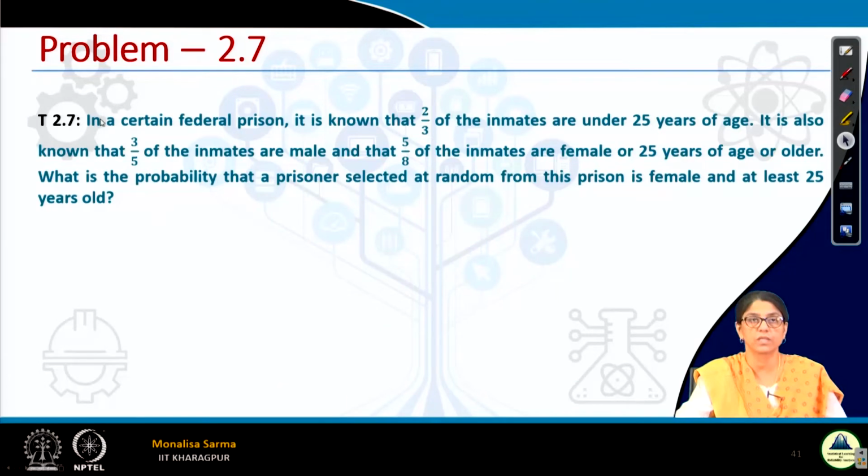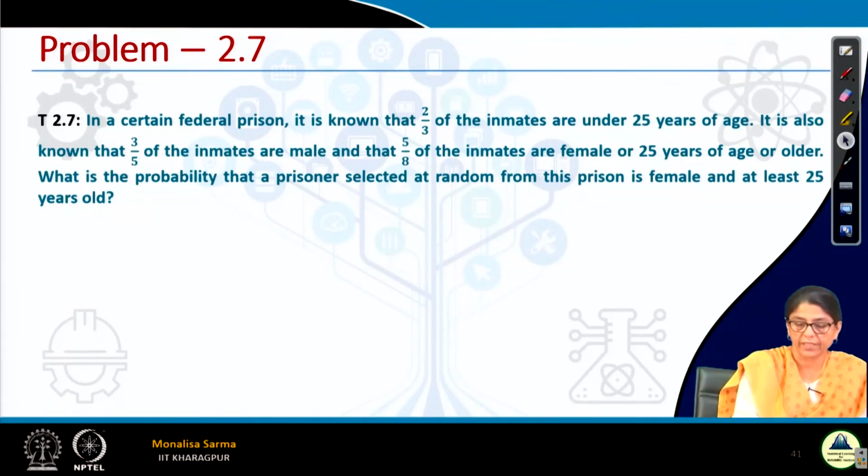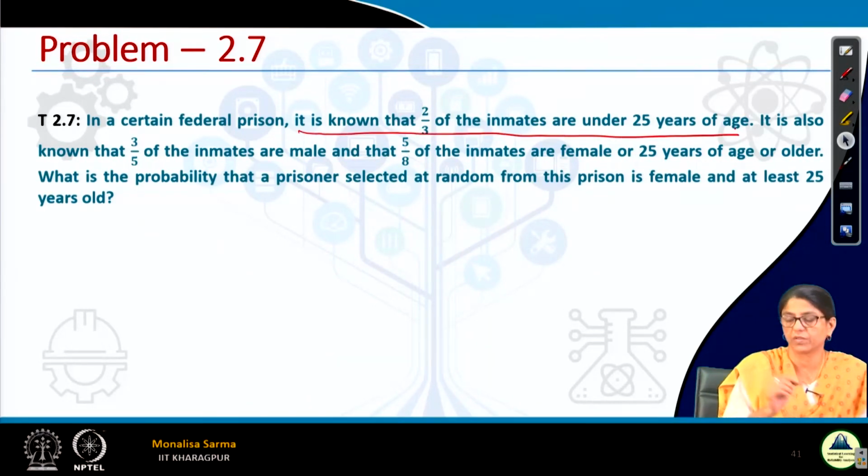So first, we will see what is given one by one. It is known that 2/3 of the inmates are under 25 years of age. So this is one important piece of information: 2/3 of the people are under 25 years of age. Okay. So we will write an event corresponding to this. Next, it is also known that 3/5 of the inmates are male. So male is 3/5, then what is female? 1 minus 3/5, because it is just a complementary event, right.